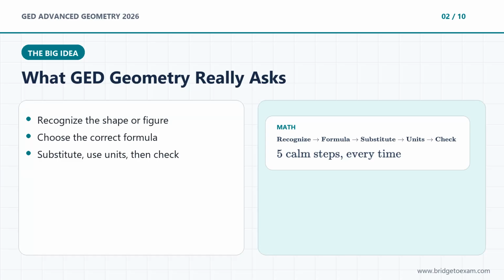Let's start with the most important idea of the whole course. On the GED, geometry is not about writing formal proofs. It is about 5 simple moves. First, recognize the shape or figure. Second, choose the correct formula. Third, substitute the numbers carefully. Fourth, use the right units. And fifth, check that your answer is reasonable. If you follow these 5 steps every single time, geometry becomes calm and predictable.